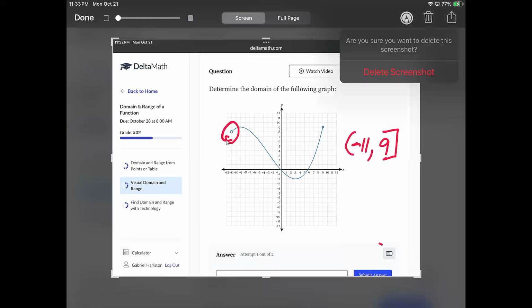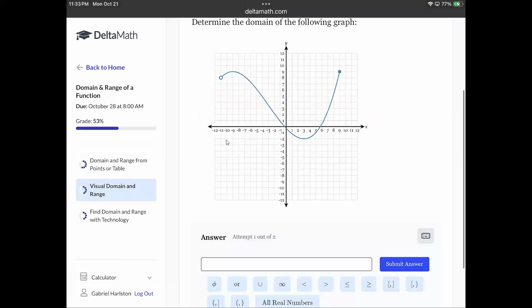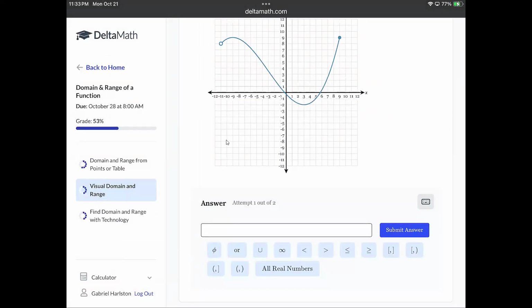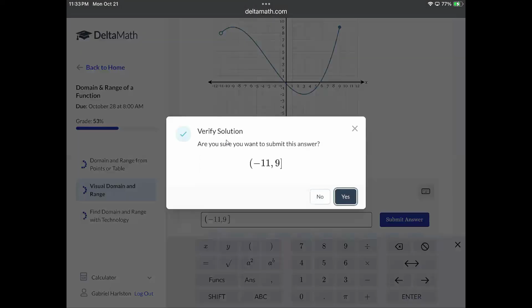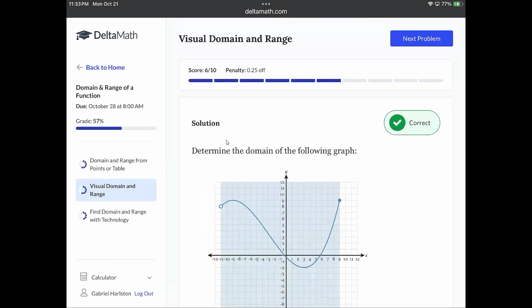All right, so let's go here. We're going to use this one right here. And we're going to do -11. And then I'm going to do over to 9, submit it. And it says, nice. All right, let's do one more.